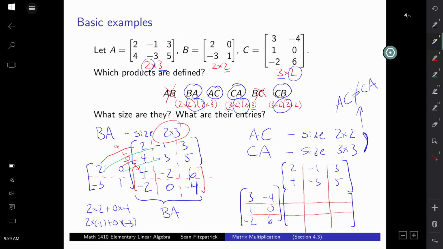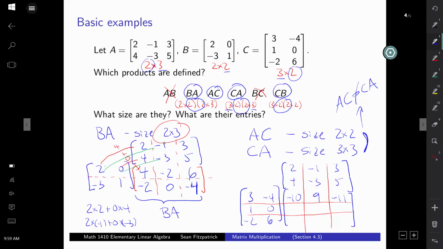And to work out what the entries are, we do this sort of dot product thing, right? So in the first row, I do 3 times 2 plus minus 4 times 4, so 6 minus 16, minus 10. And then I do 3 times minus 1 plus minus 4 times minus 3, so minus 3 plus 12. I get a 9, and so on. 3 times 3, 9, minus 20, negative 11.